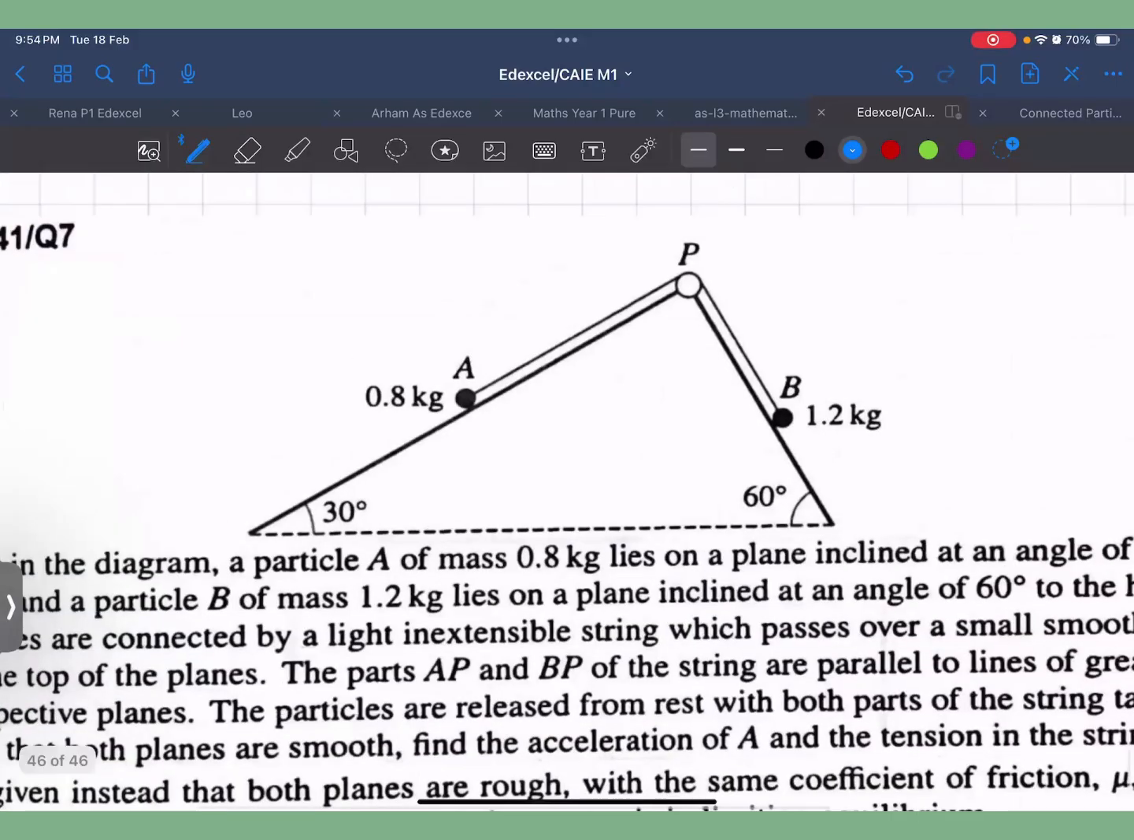So for this you'll again have to break it down into components. The weight component would be 0.8 g sine 60, and this would be 1.2 g sine, oh sorry, this is 30, this is 60. There is no force of friction, so there is no need to find the normal contact force. There would be tension over here and a tension over here. What would you assume right now? Which one is going down, which is going up?